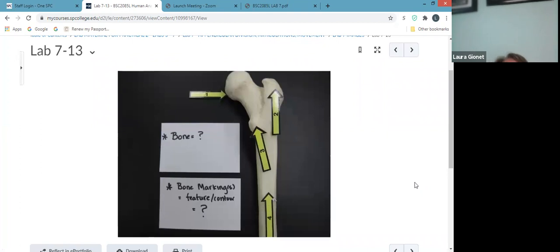All right, then we move to the femur. The proximal end here. Look at that big smooth surface. That's the head of the femur. It functions as an articulation. It's smooth. It's going to sit in the acetabulum.